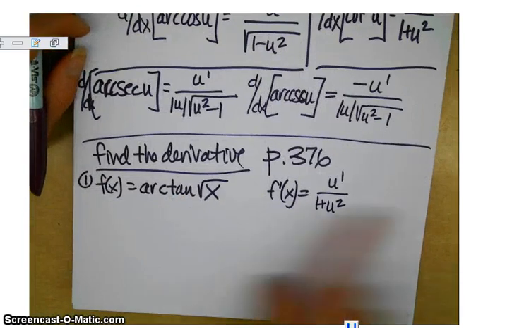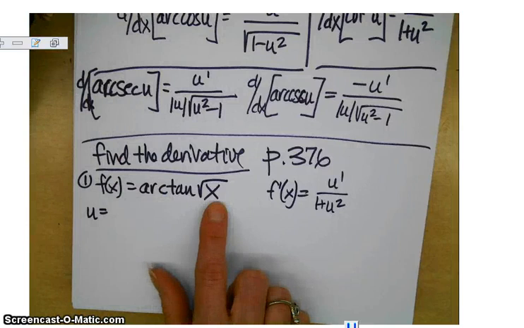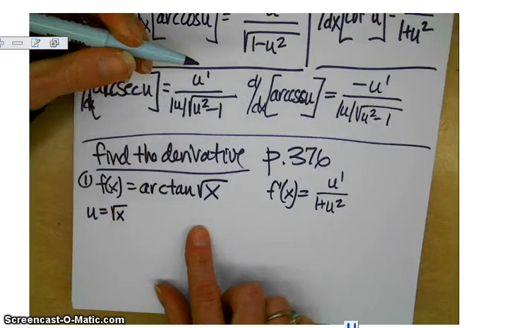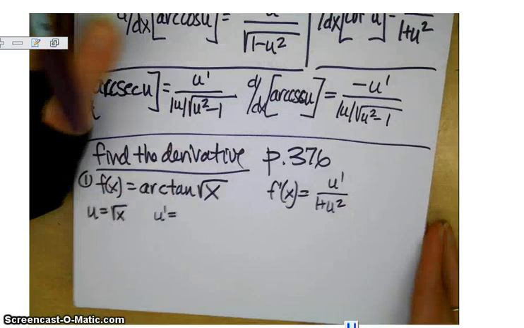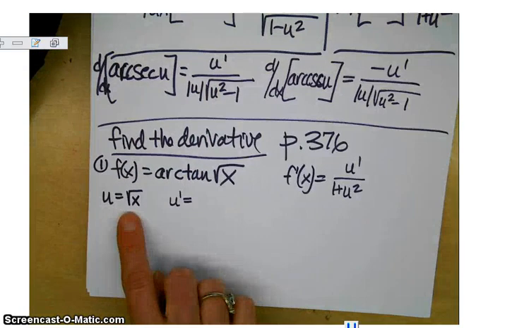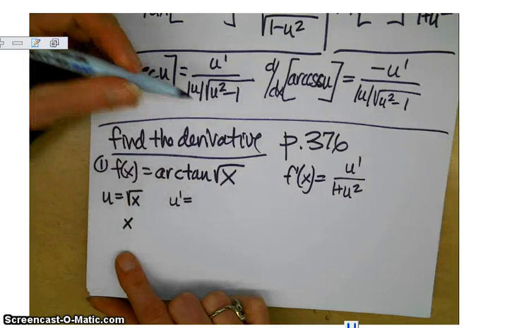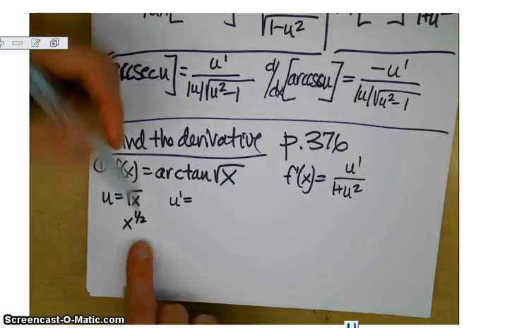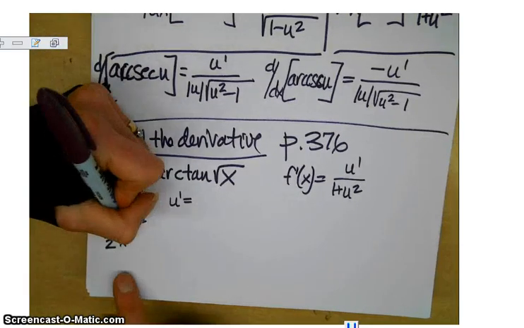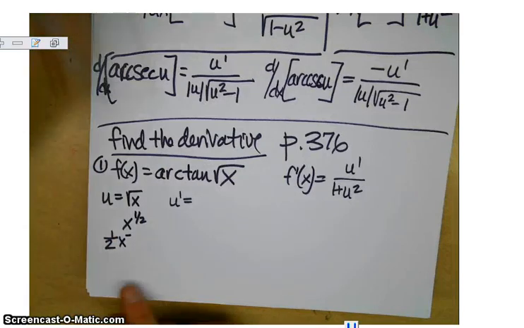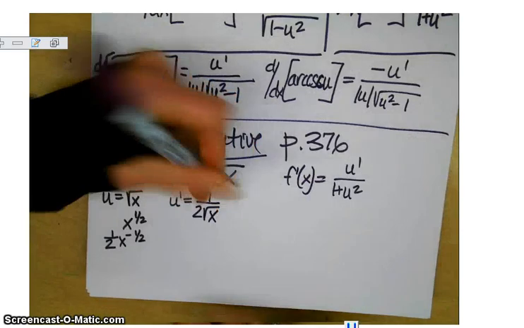So I need to figure out what's the u. What am I taking the arctangent of? Square root of x. So u is the square root of x. In order to get my derivative, I need to find u prime. So how do I find the derivative of the square root of x? Write it as x to what power? 1/2, and use the power rule. So multiply by 1/2 and subtract 1 from the power. So what power do you get? Negative 1/2. So I can write u prime is 1 over 2 radical x.